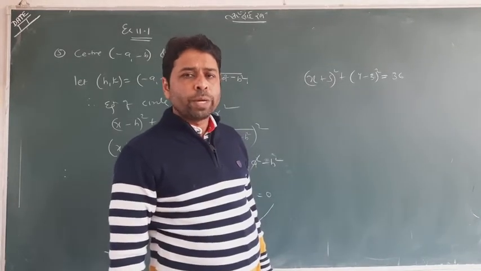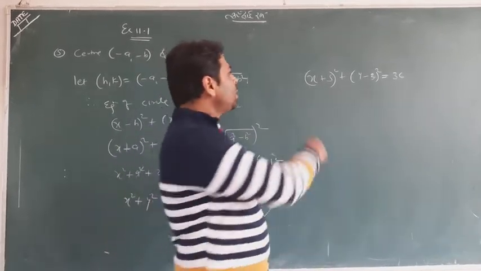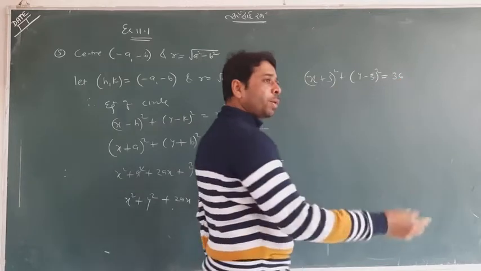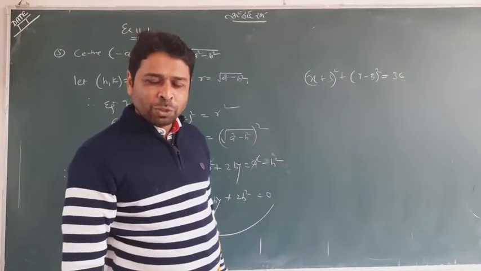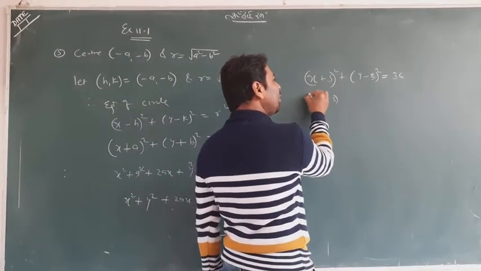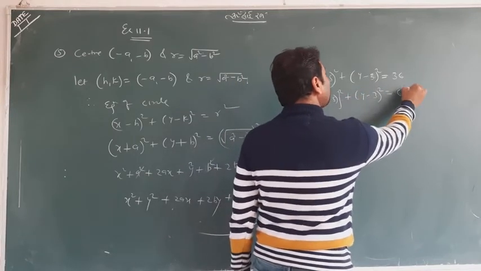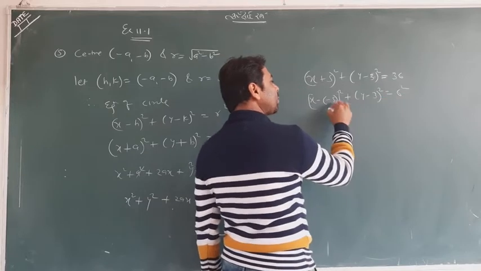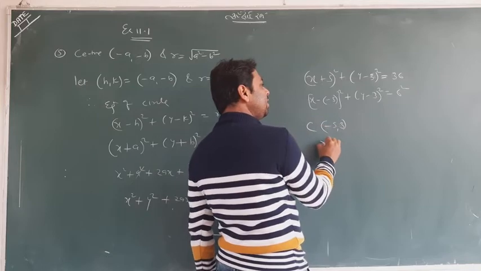So there are two ways. The question looks just like the standard formula: x minus h whole square plus y minus k whole square equal to radius square. So one can easily understand the answer. You need to find the center and radius. You can write x plus 5 whole square, y minus 3 whole square equal to 6 square. Compare with x minus h whole square plus y minus k whole square equal to radius square: the center h, k is minus 5 and 3, and the radius is 6.